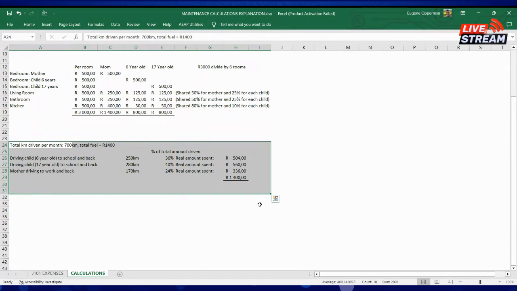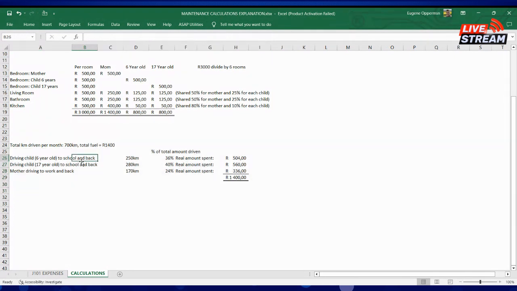So it's very easy to work out, because you can do that on Google Maps, to work out the difference between the house and the 6-year-old's creche, and the 17-year-old's school, and the mother's workplace. That you can work out. So for example, you can work out that of the total 700 kilometers driven, 250 kilometers is for the 6-year-old, 280 for the 17-year-old, and 170 only for herself. This is what it equates to in order to get the amount of 1,400 Rand fuel.